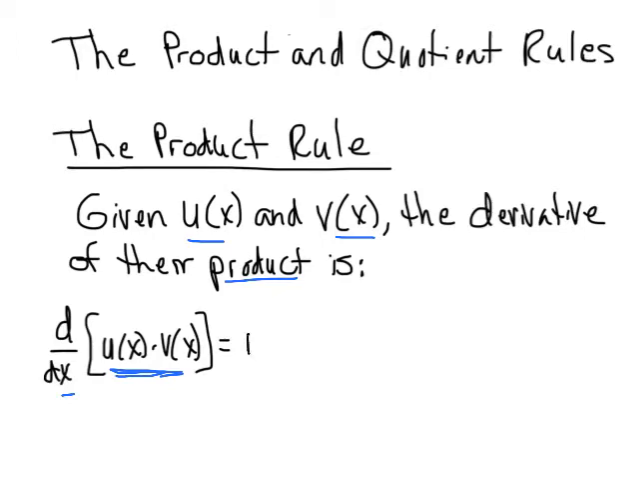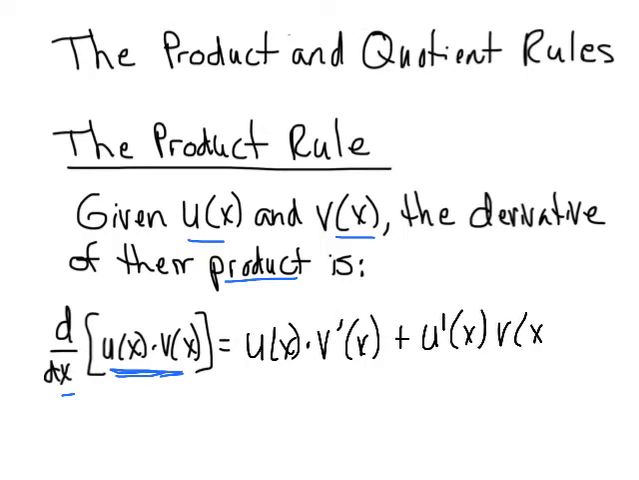It's equal to u of x times v prime. So the first term multiplied by the derivative of the second term, and then to that I'm going to add the derivative of the first term multiplied by the second term. u v prime plus u prime v. That is the product rule, and I'm going to show you how this works with an example.